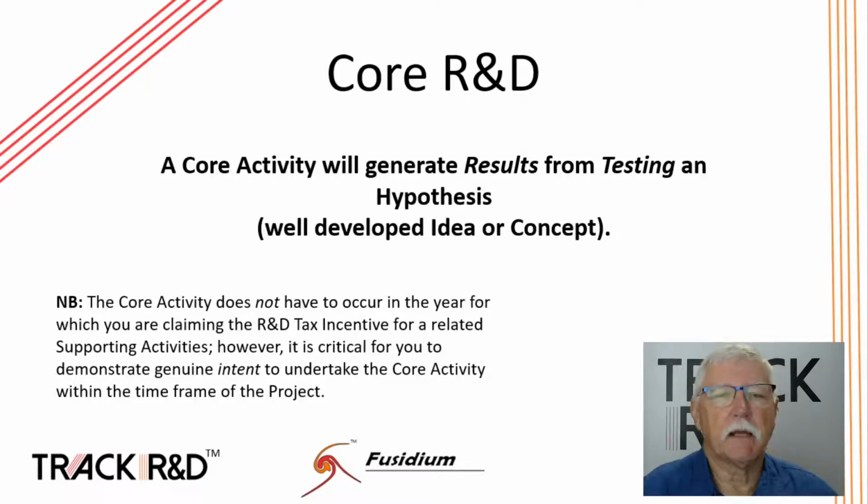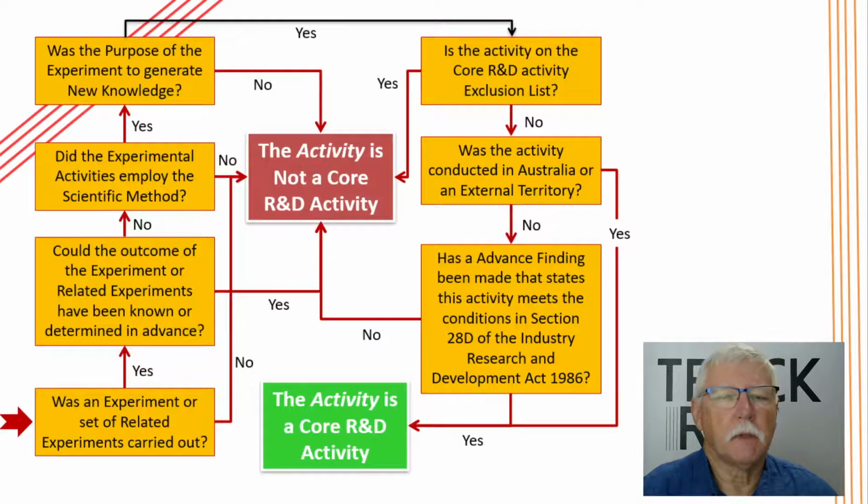So let's move directly to an explanation of a core activity. This schematic is adapted from information provided directly by AusIndustry, and we're going to start on the left-hand side at the bottom of the column. So the first question that is asked is, was an experiment or a set of related experiments carried out?